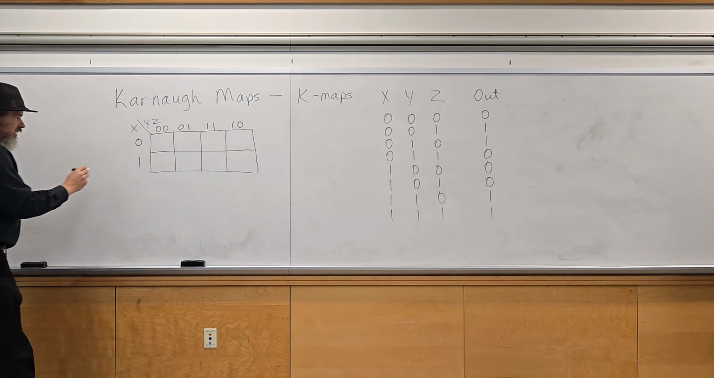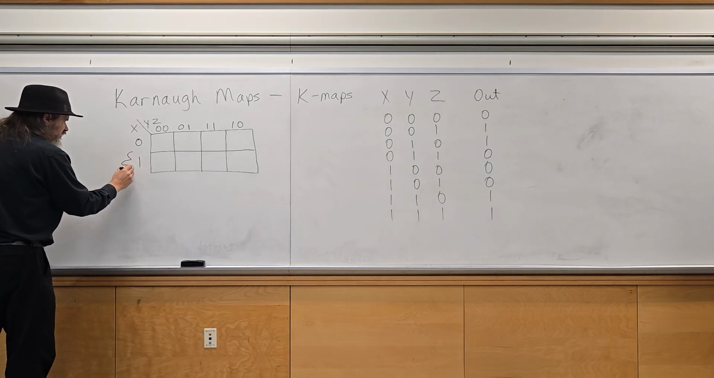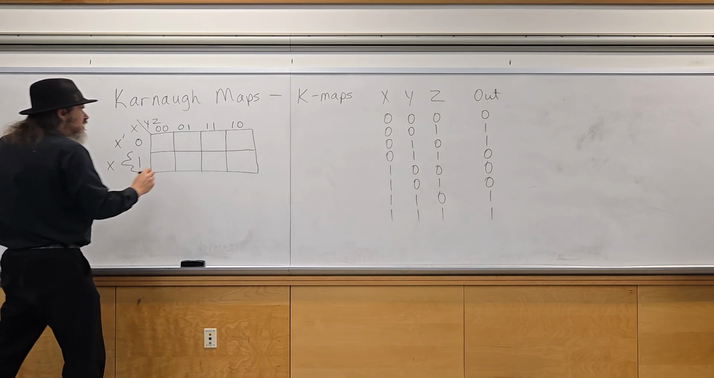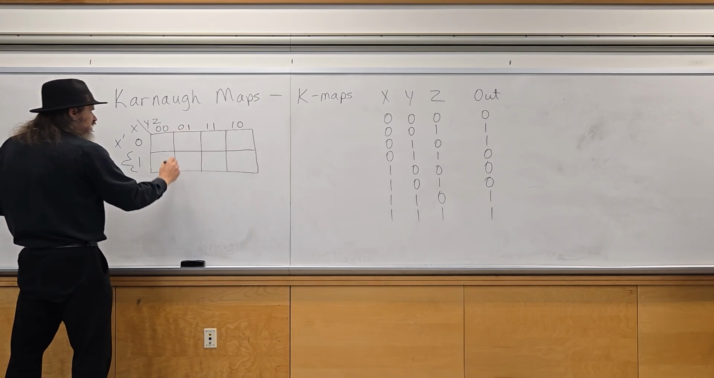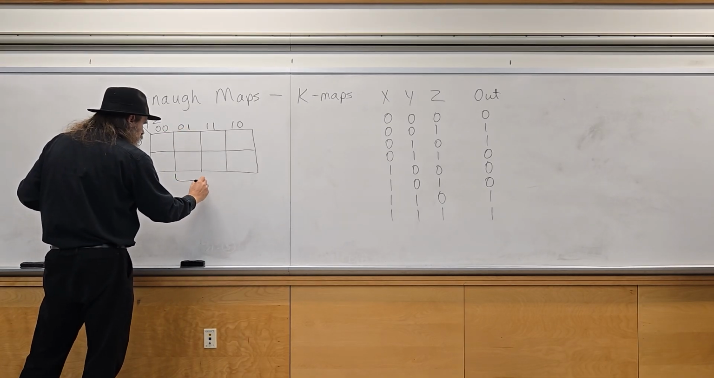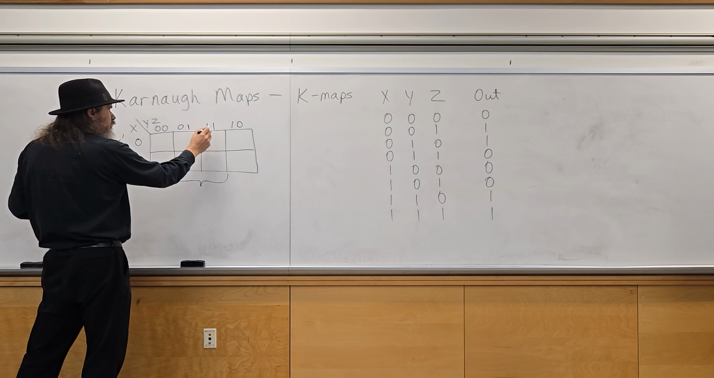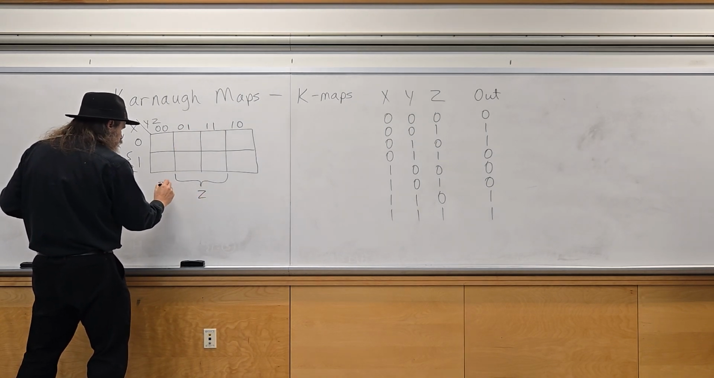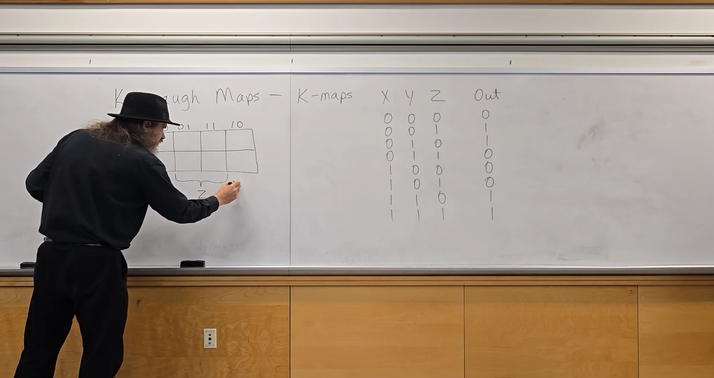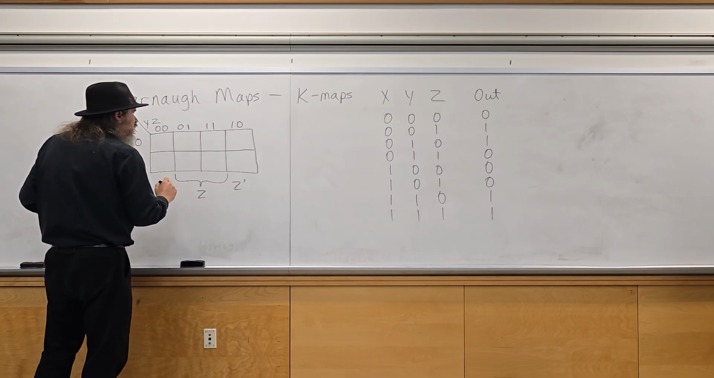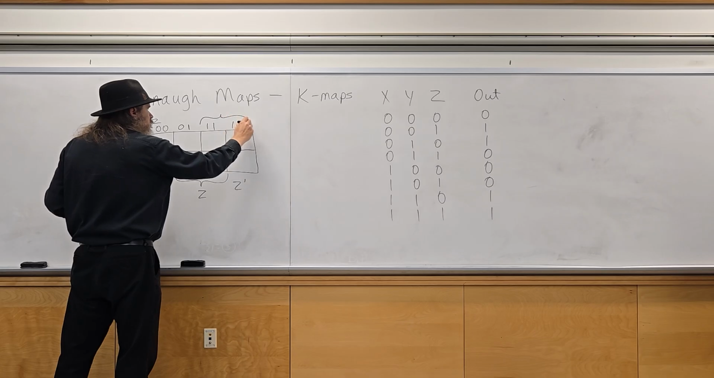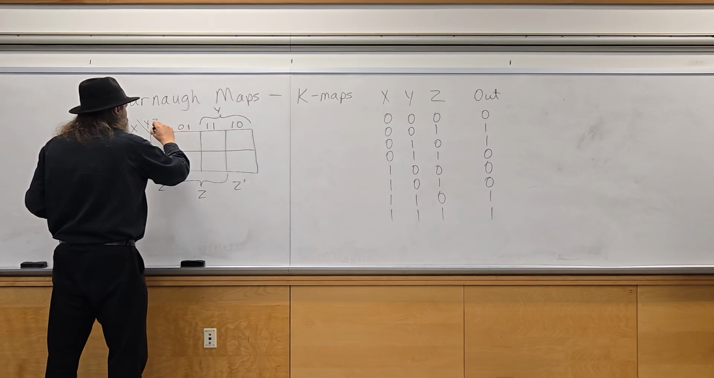Now, this is the X prime. This is the Z here, because the Z is both 1s, and Z prime, and Y and Y prime.